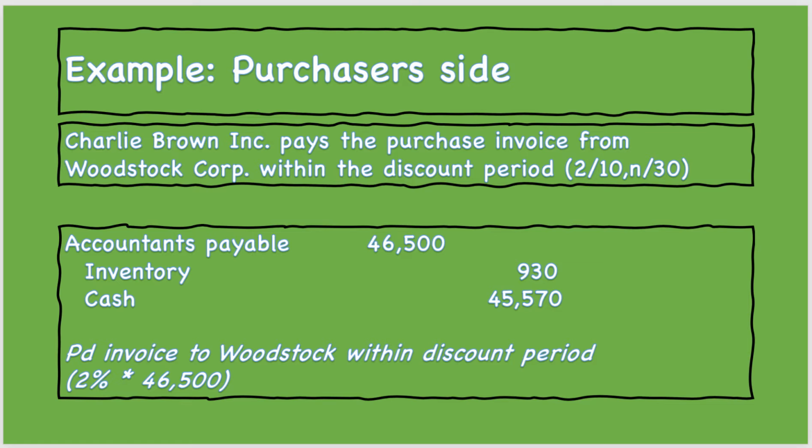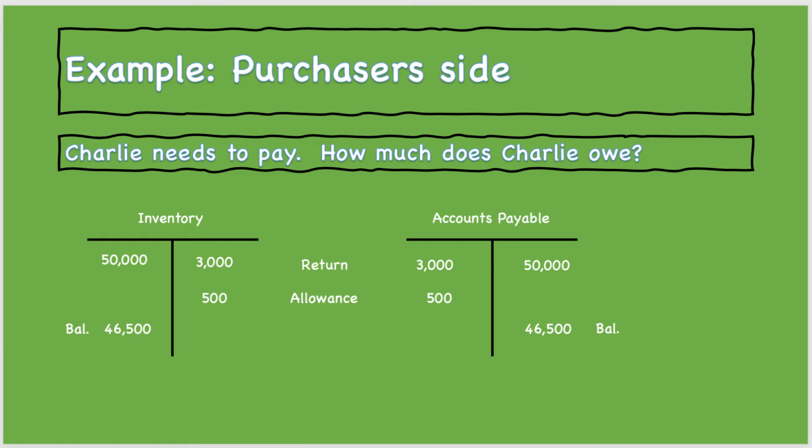We're debiting accounts payable for $46,500. Why? We, as Charlie Brown, don't owe Woodstock $46,500. We're taking this discount. We owe them $45,570. So why are we debiting accounts payable for $46,500? Because that is the balance of the accounts payable. We have to get it off the books for the amount that it's on the books for. It's on the books for $46,500.